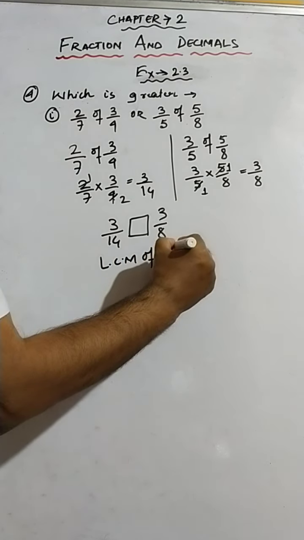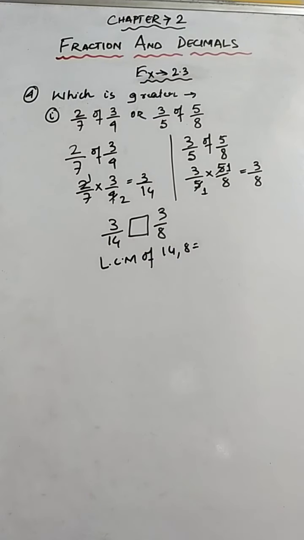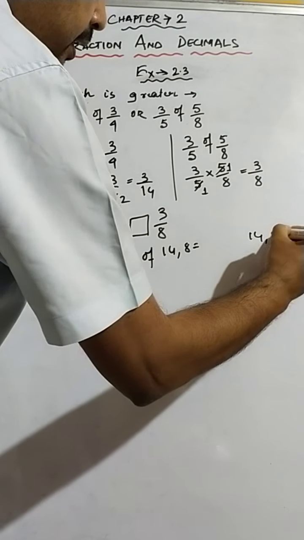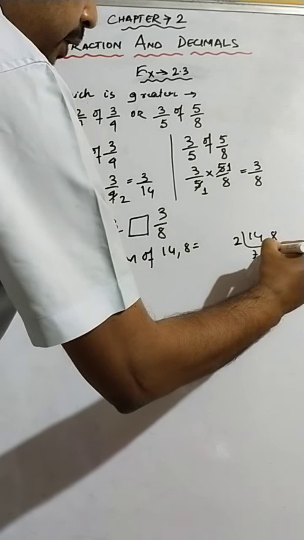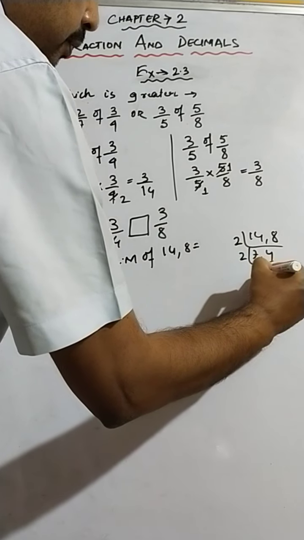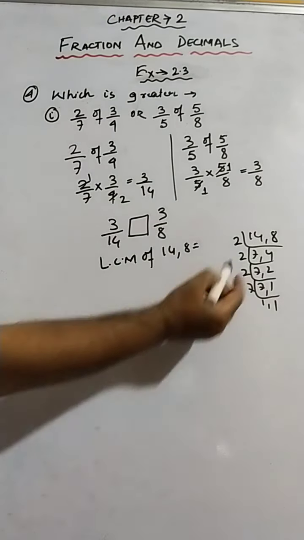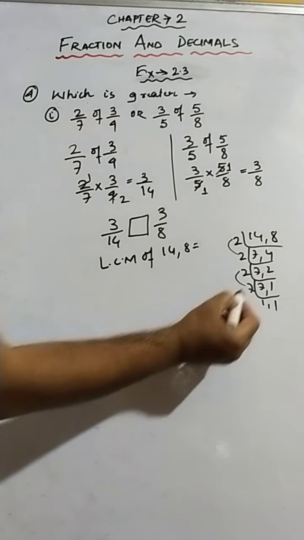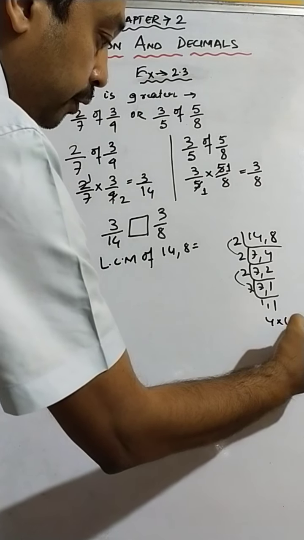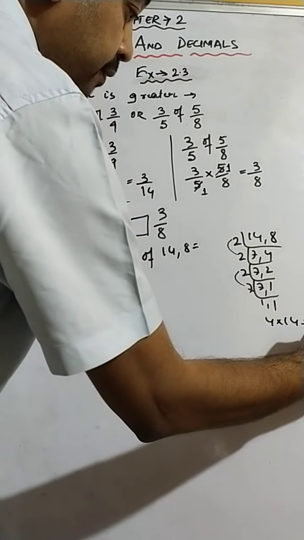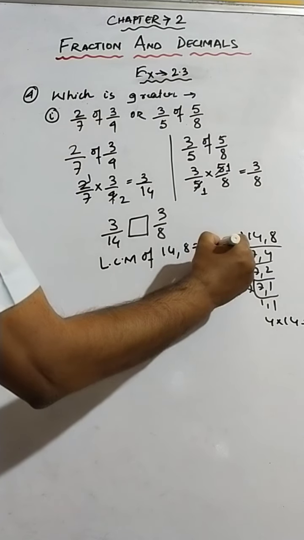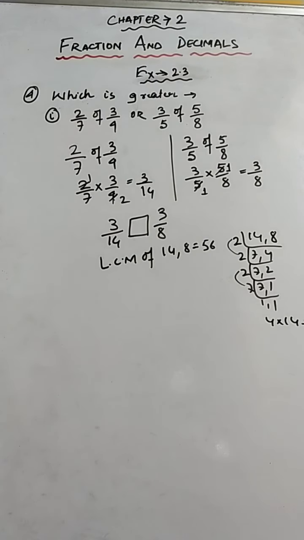So what we have to do is find the LCM of the denominators, that is 14 and 8. What will be the LCM of 14 and 8, boys? So 14 and 8: 2 sevens are 14, 2 fours are 8. So 2 twos are 4, and 2 sevens are 14. So 4 into 14 will give you 56. So the LCM of 8 and 14 is 56.